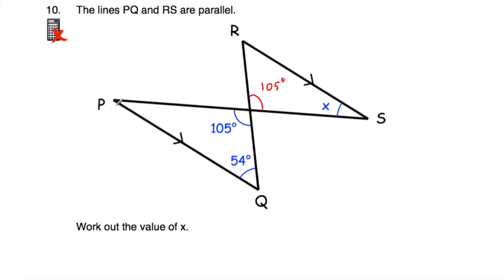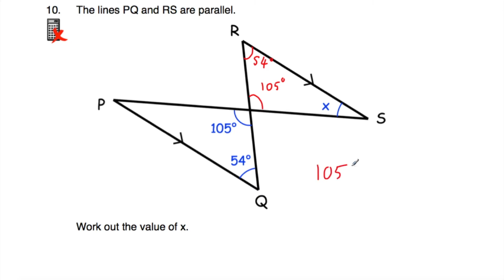Now let's have a look at our parallel lines. This line is parallel to this one, and we've got this line here. I can see there's an alternate angle, this Z shape. So if this is 54 degrees, this angle up here would be 54 degrees also, because these are alternate angles. Now we want to find the size of this angle, X. If we have a look at this triangle, we've got the size of two angles. So if we add these two angles together and take it away from 180 degrees, we'll find the size of X.